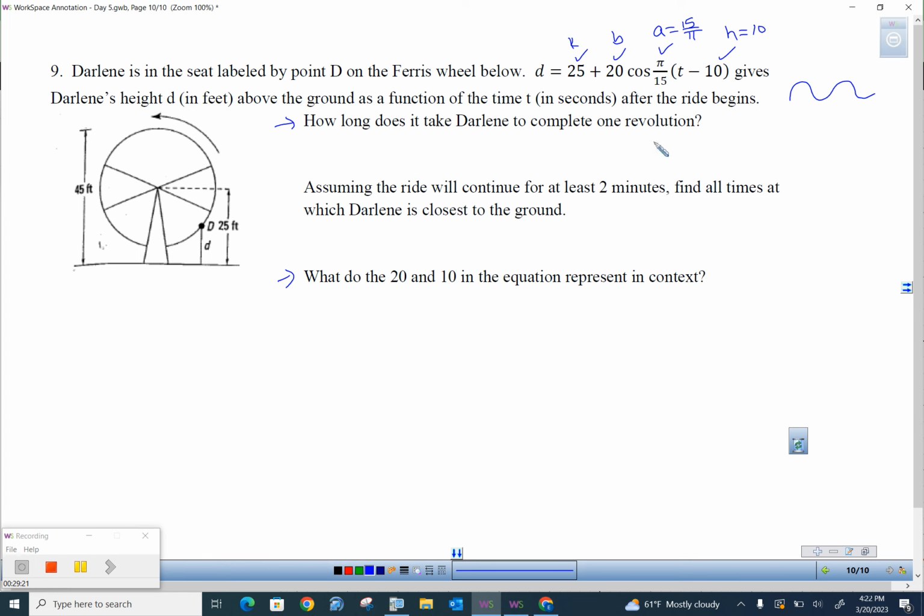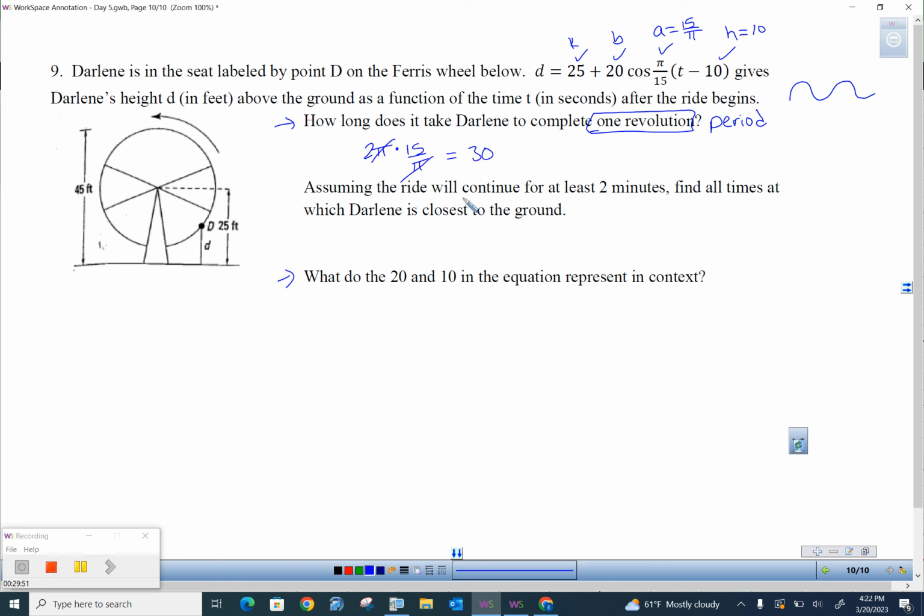It says, how long does it take Darlene to complete 1 revolution? Well, we know that's another name for the period, and we have a formula to talk period. Normally it's 2 pi, but right now we have this stretch compression that's happening here. And so we're going to multiply it by A, that reciprocal, 15 over pi, and those pi's are going to cancel out nicely for us.